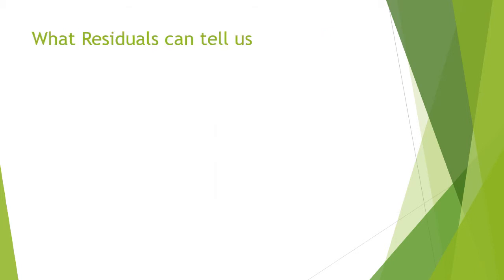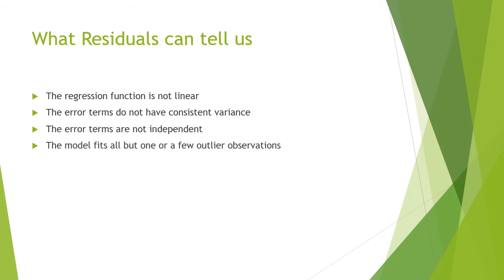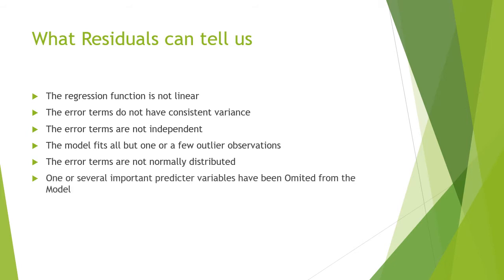So what important information can we get from residuals? First, that the regression function is not linear, that the error terms do not have consistent variance, that the error terms are not independent, that the model fits all but one or a few outlier observations, that the error terms are not normally distributed, and that one or several important predictor variables have been omitted from the model.